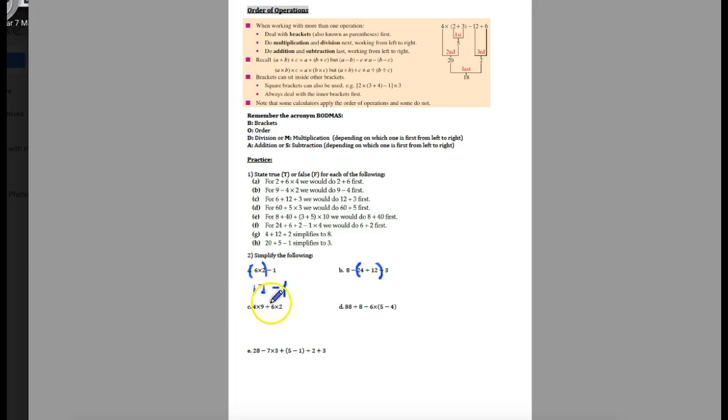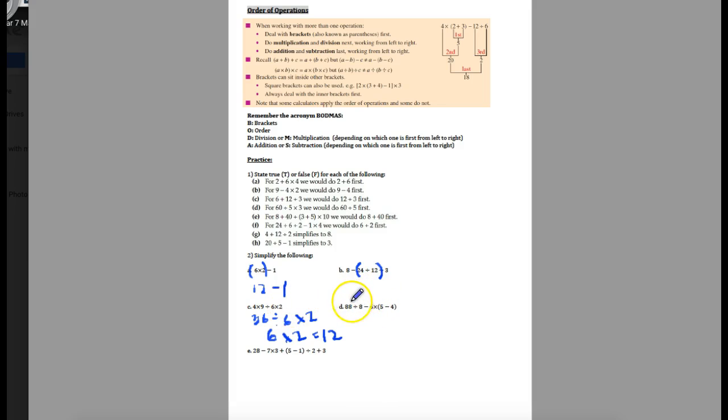All right, here we have 4 times 9 divided by 6 times 2. This looks a little bit messy, so I would actually write it out each time. So 4 times 9 is 36, and then we have divided by 6 times 2. Then 36 divided by 6 is 6, and then we have 6 times 2, and that is equal to 12. So working from left to right.